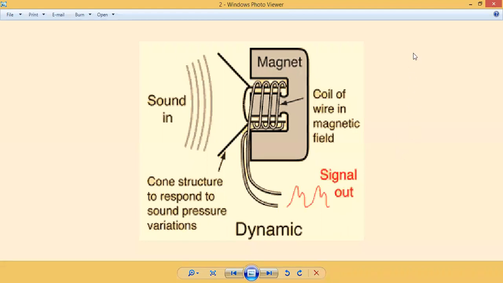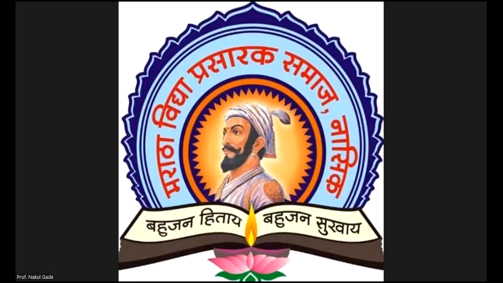If the shape of the diaphragm is like a vertical line, then all the sound waves do not impact perfectly on that vertical diaphragm. So cone shape of diaphragm is preferred, like this. Vibrations are accepted by this diaphragm. Coil also vibrates. Coil is surrounding the magnet. Because of that, magnetic lines of force are cut. Hence, current is generated. I hope the working principle of microphone is clear.